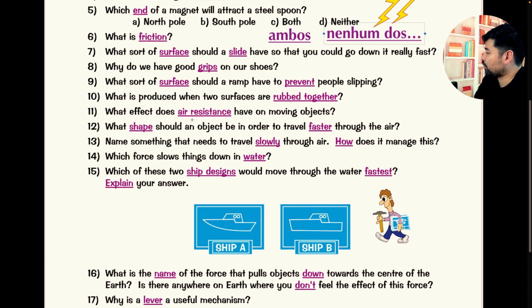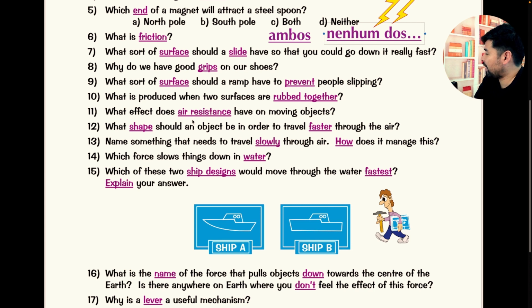Number 9. What sort of? Again, sort means type of. What type of surface should a ramp have to prevent people slipping? To prevent people slipping, okay? Number 10. What is produced when two surfaces are rubbed together? Again, what is produced when two surfaces are rubbed together?